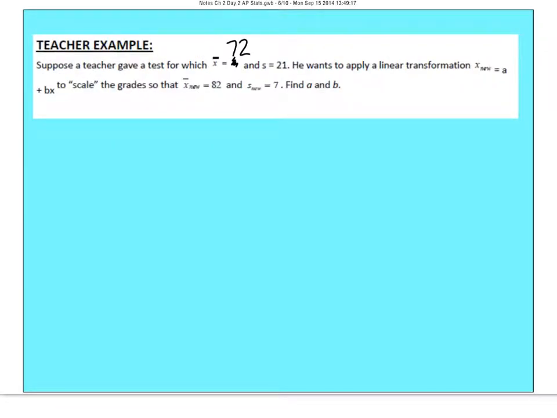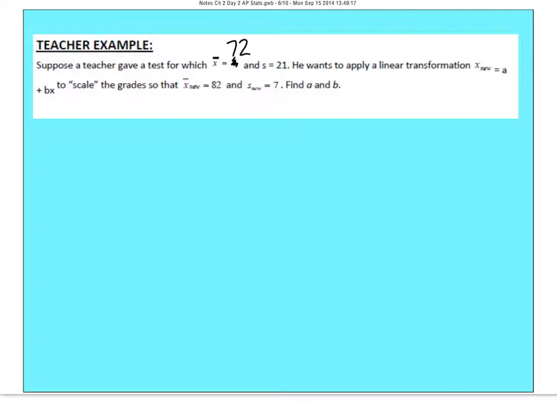Let's look at another example. Suppose a teacher gave a test for which the class average was 72, standard deviation was 21. He wants to apply a linear transformation of A plus BX to scale the grades. So the mean is 82, the standard deviation is 7 for the new. Find out what A and B were.